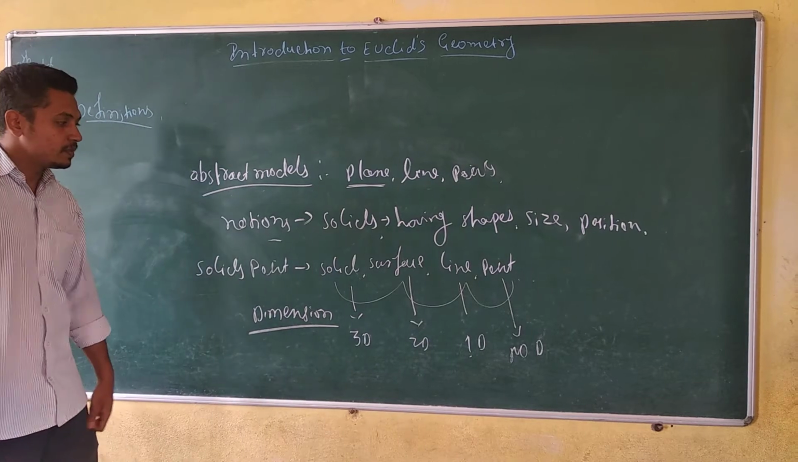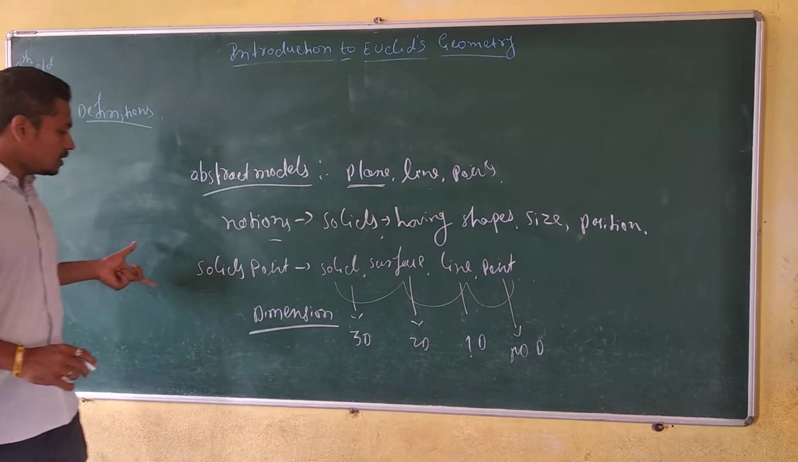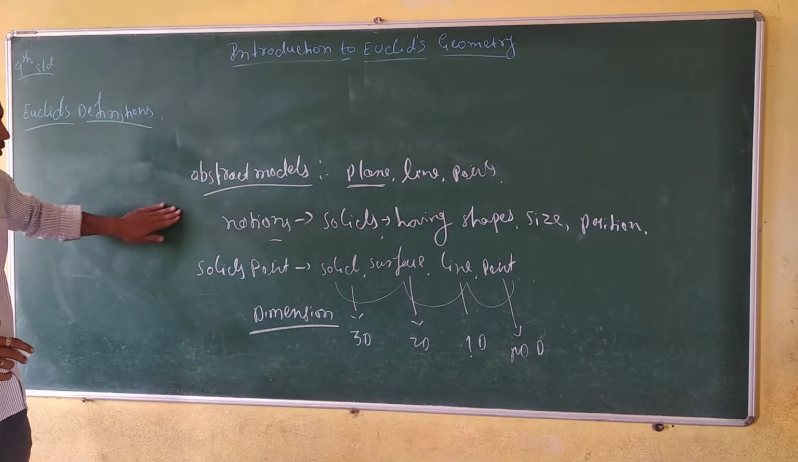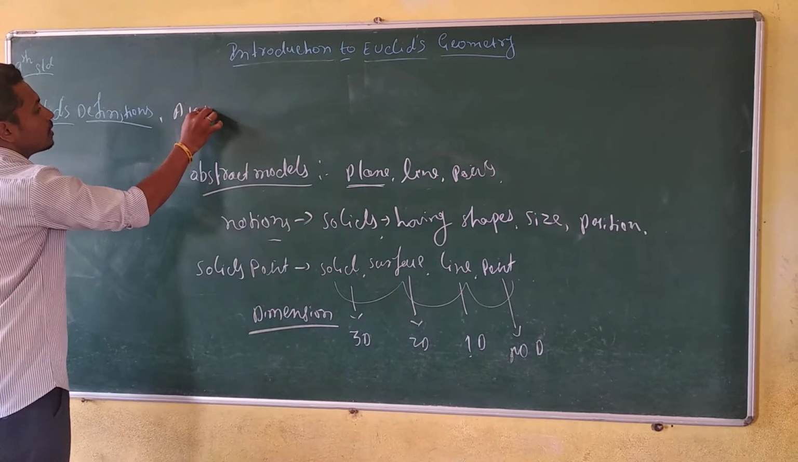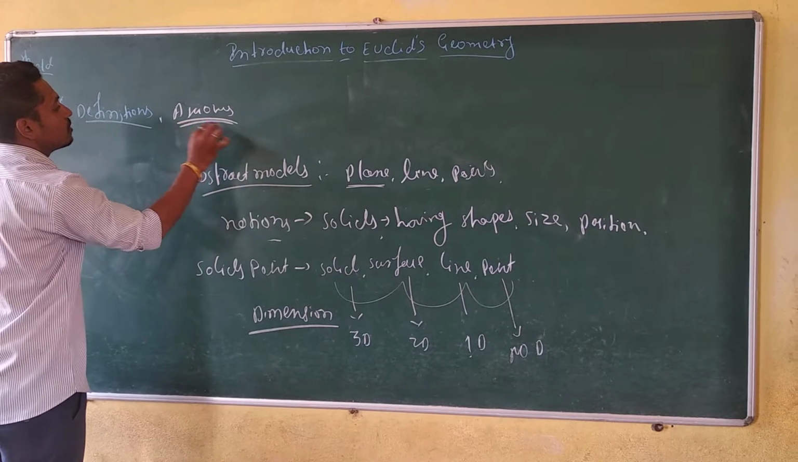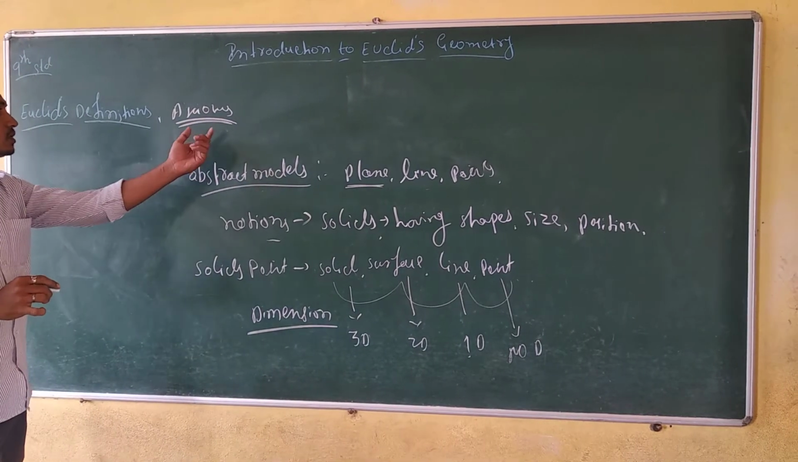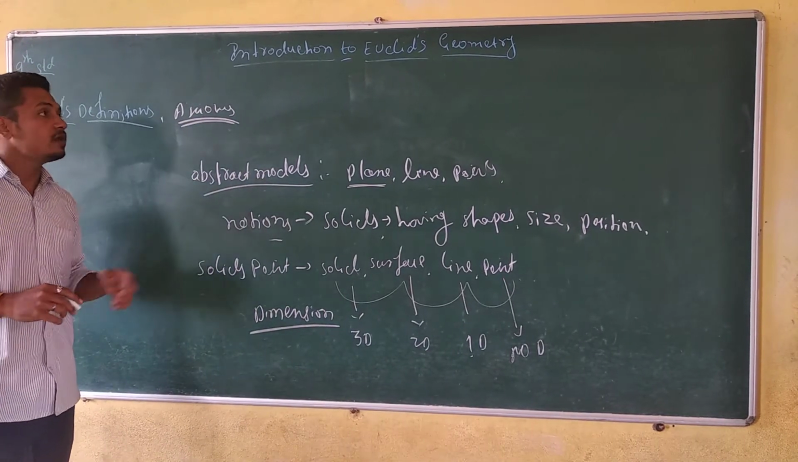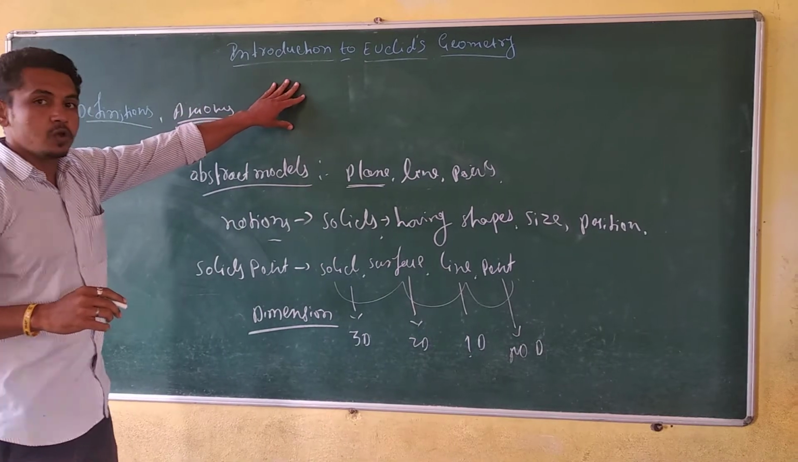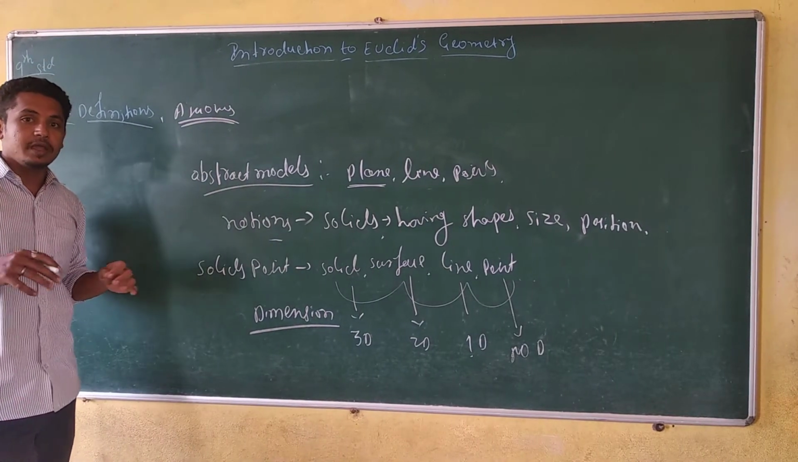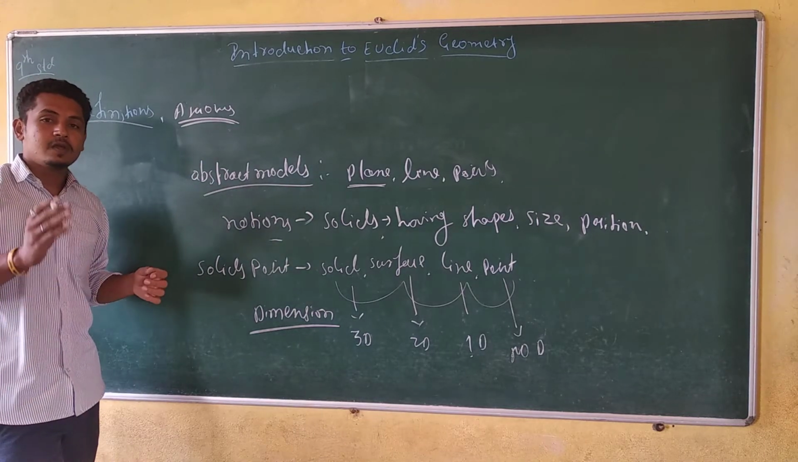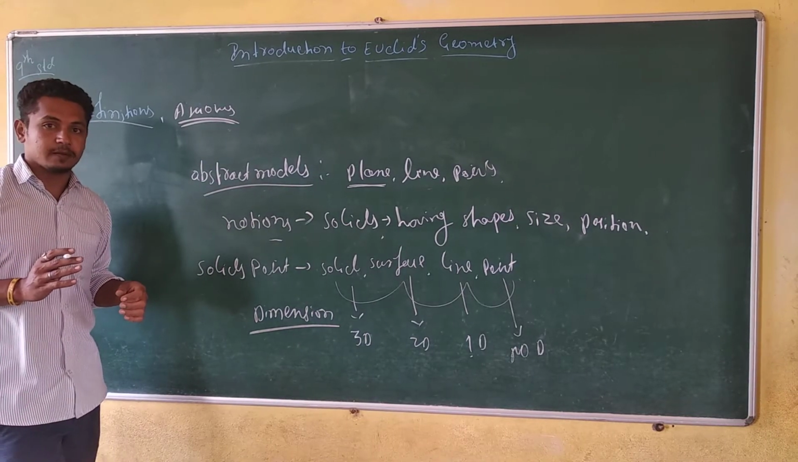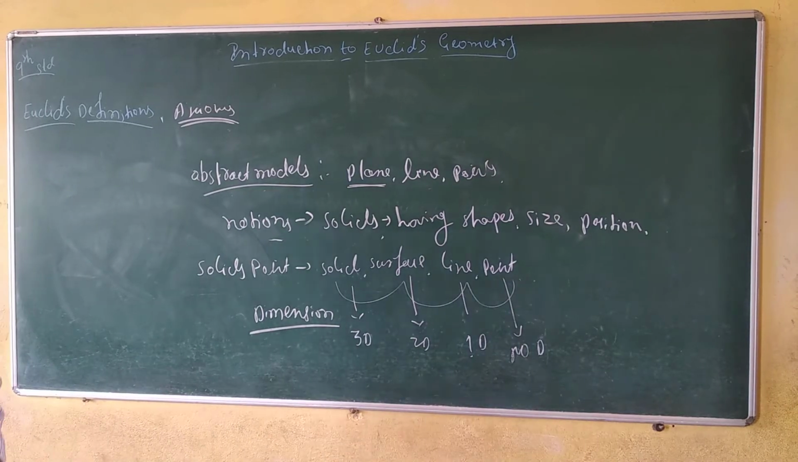Is it right? So now we are going to discuss their axioms. Euclid introduced lots of axioms. In your syllabus, you have to discuss only 7 axioms. So now we have to discuss these 7 axioms.